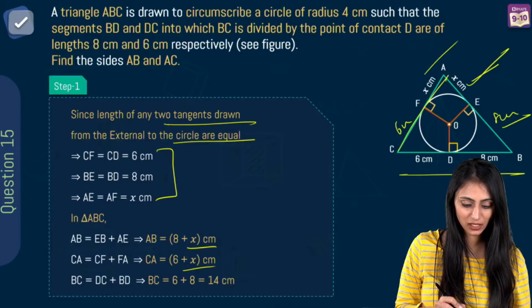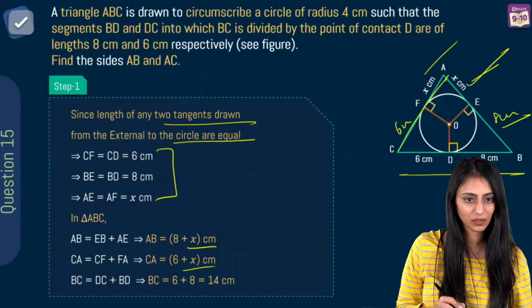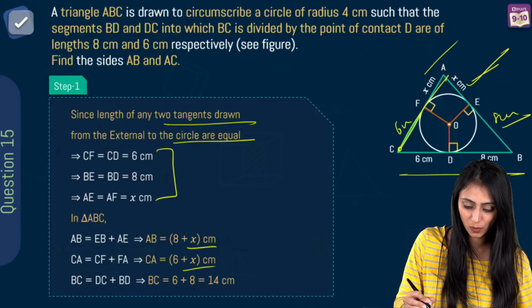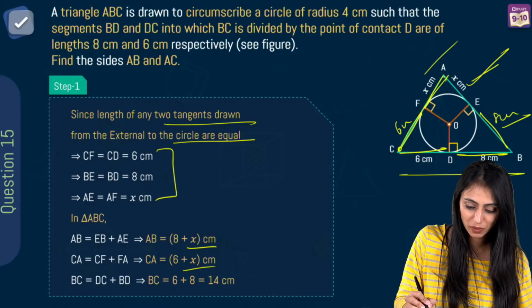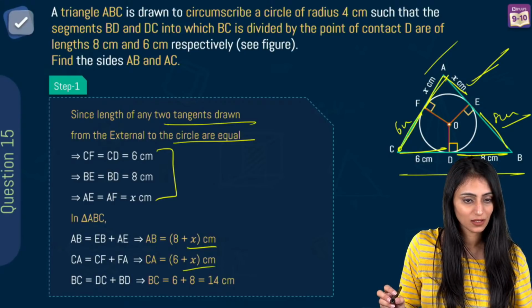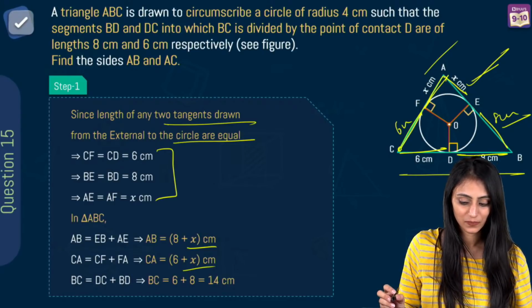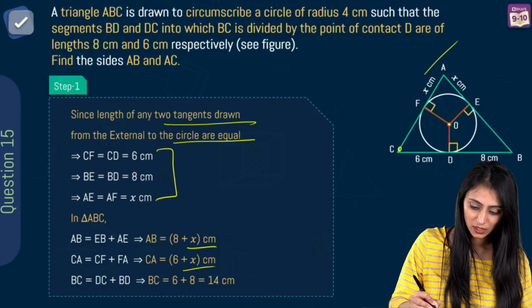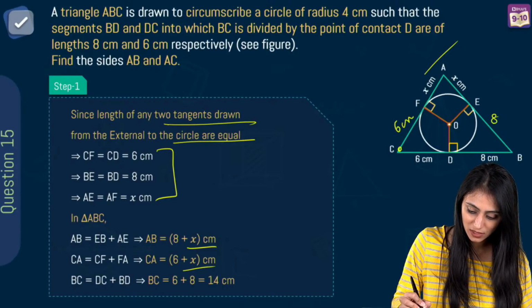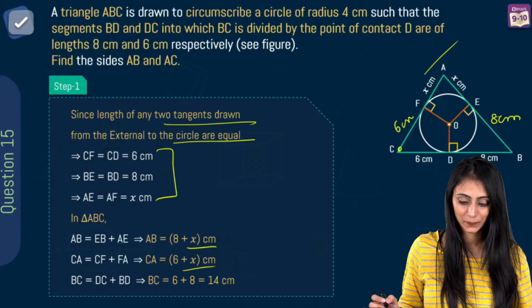I hope the previous step is clear to everyone, right? Because length of tangents drawn from an external point to a circle are equal. So this will be 6, 6. These would be 8, 8, and this would be x, x. This is simple because we are using this theorem. So this is going to be 6 centimeter, and this is going to be 8 centimeter, right?